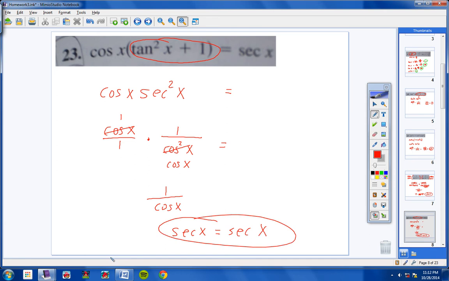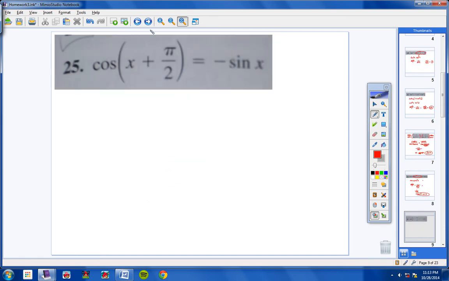Okay, guys. And how did I get started on this? Well, students, I just noticed this right away. Whenever I see something squared with a 1, quite often I'm thinking maybe Pythagorean identity. Okay, so that's what I did. All right. Okay, moving on to 25.